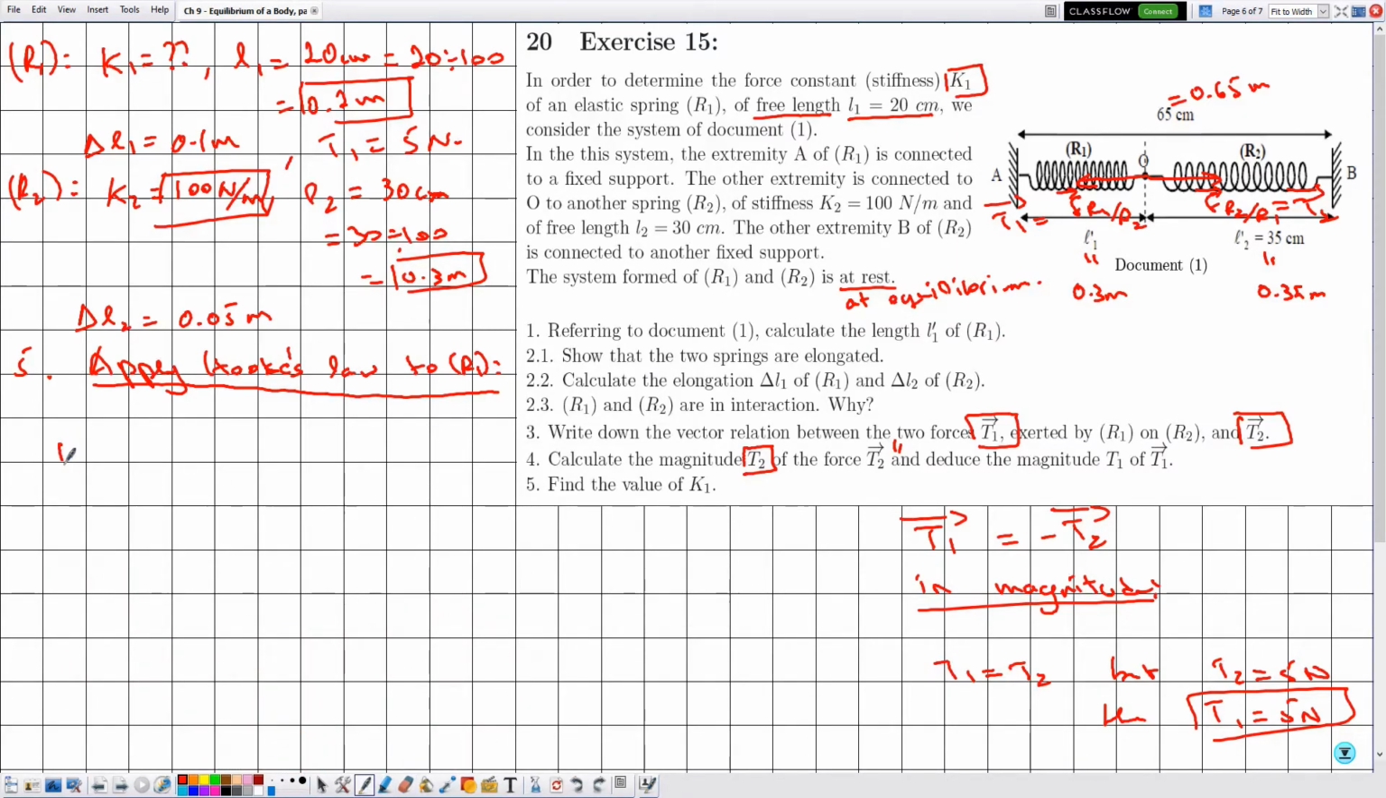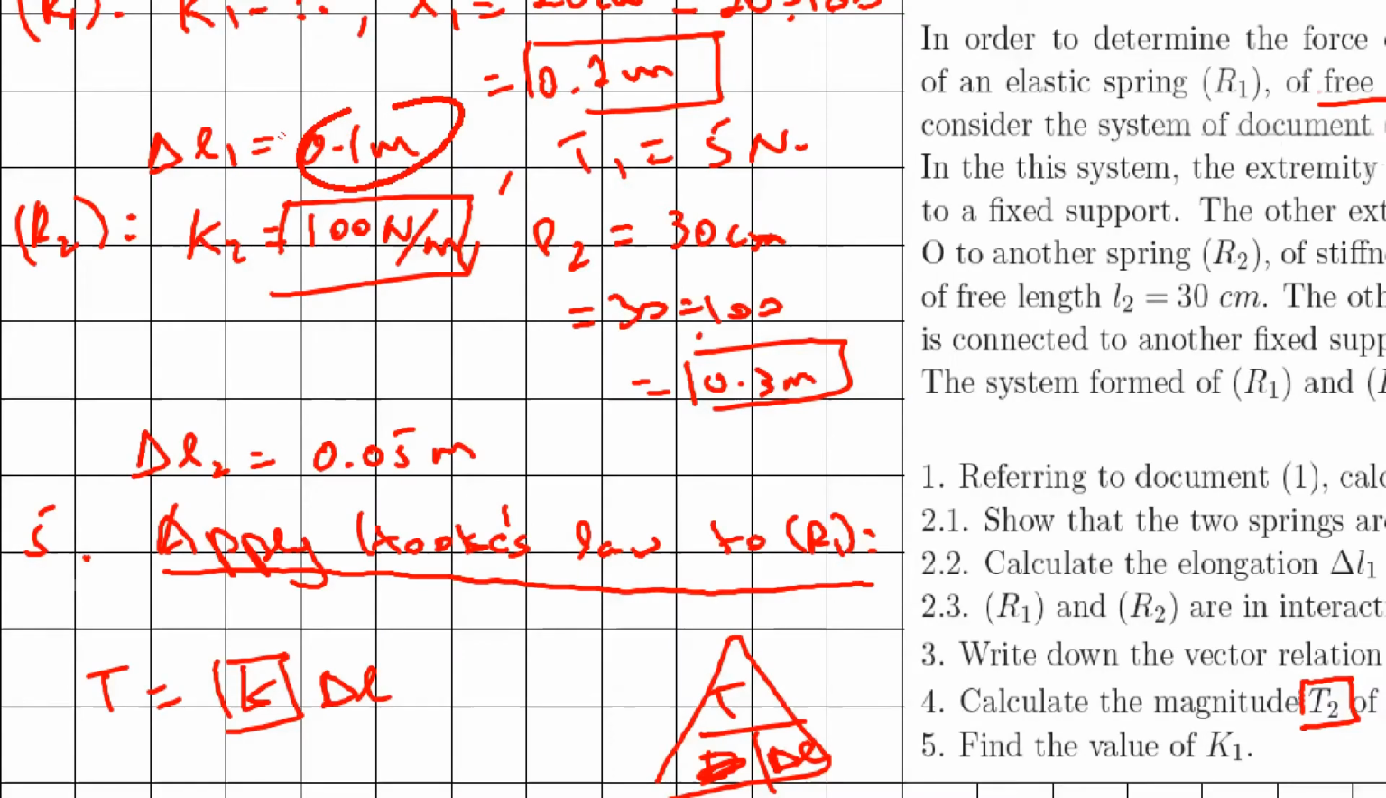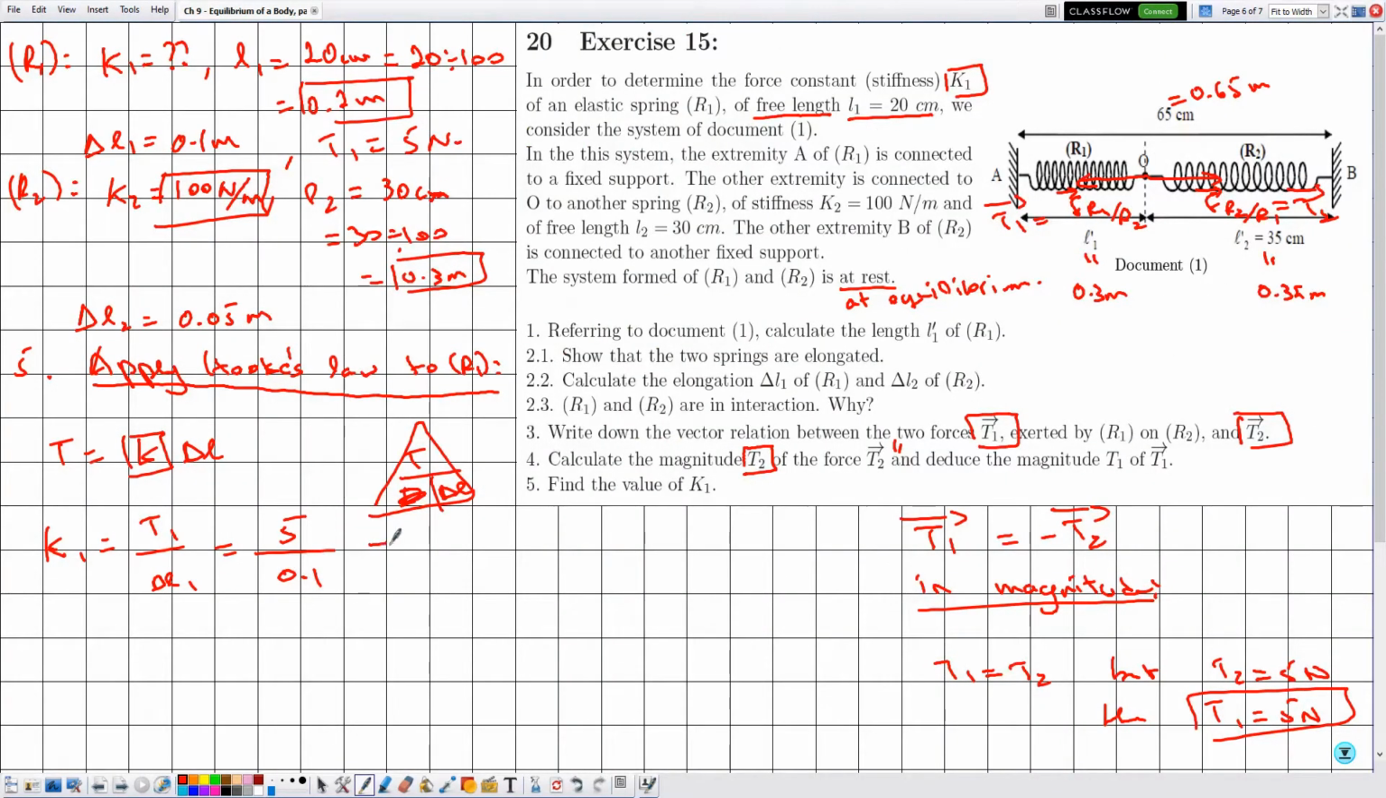And this is given by T is equal to K multiplied by delta L. We are interested in determining the value of K, constructing the triangle of this formula, putting our hand over K, then K1 is equal to T1 divided by delta L1. Now T1 is given by 5 and delta L1 is given by 0.1. Plugging this on the calculator, then the value of K1 is given by 50.